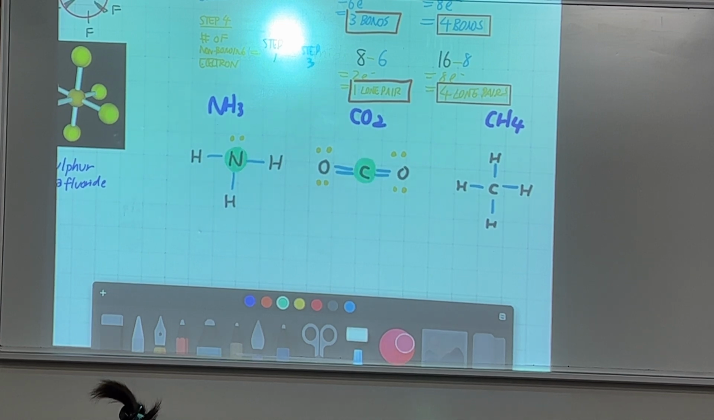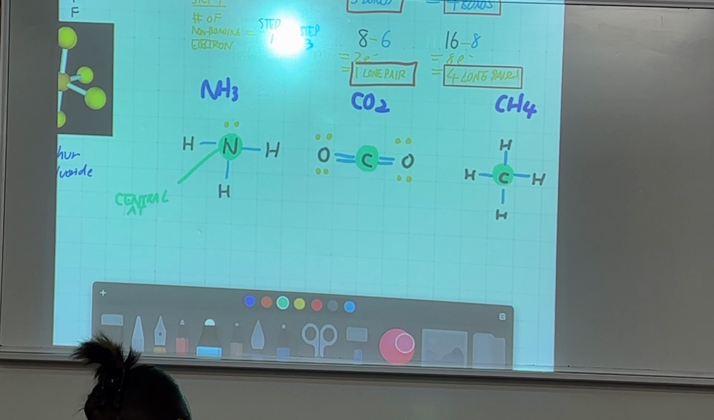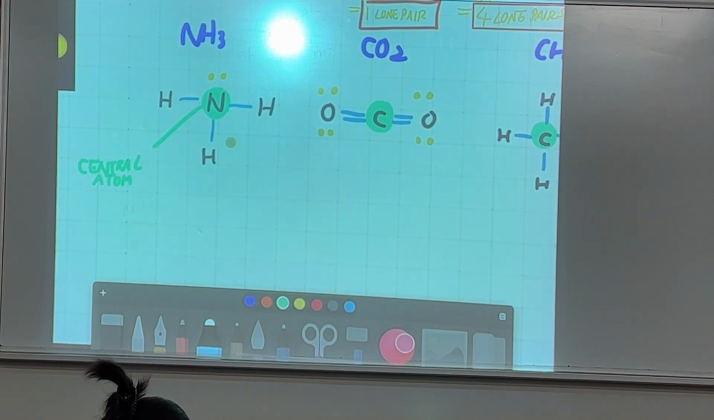So can you use a different highlighter to indicate where the central atom is at? Well, of course you know what central atom means. It's the one at the center. You have to now count how many bonding domains and non-bonding domains are there around the central atom. So around N, how many domains are there around N?